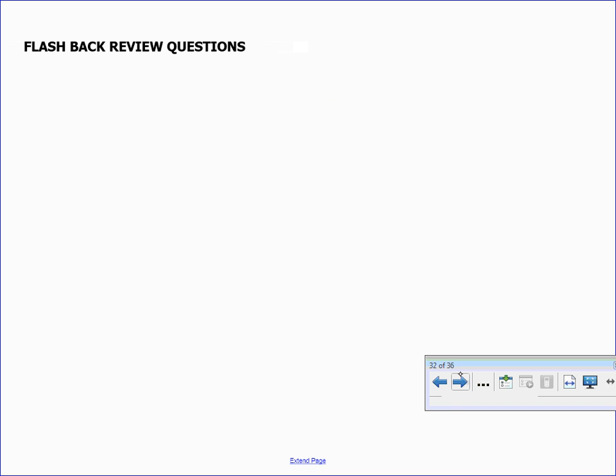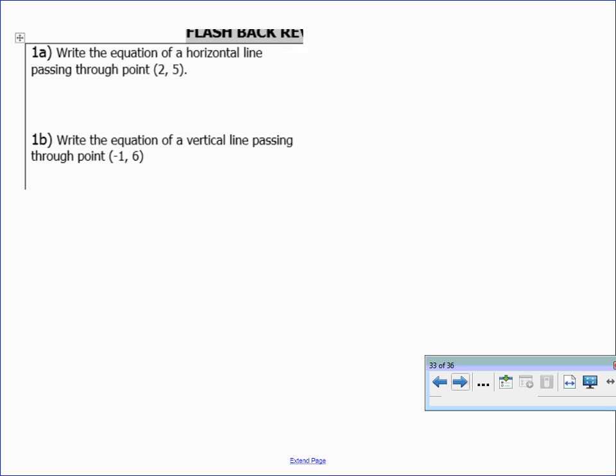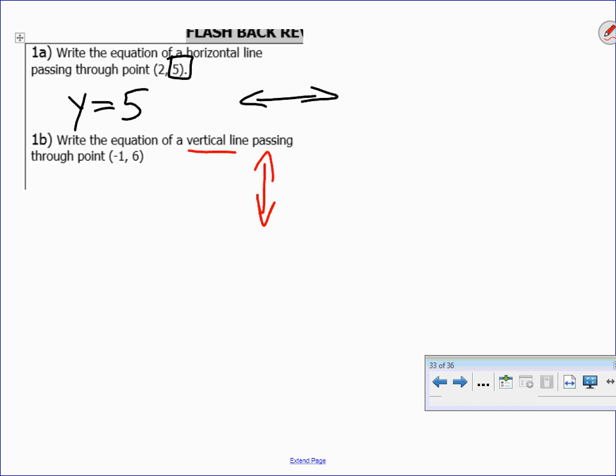Okay. So all we have left are the flashback review questions. Write the equation of a horizontal line passing through the point 2, 5. Horizontal means a line going like this, and the equation of all horizontal lines is y equals. If the horizontal line passes through 2, 5, then the horizontal line is just y equals 5. A vertical line is going to go like that, so it's going to pass through the x value, and it's just going to be x equals -1.